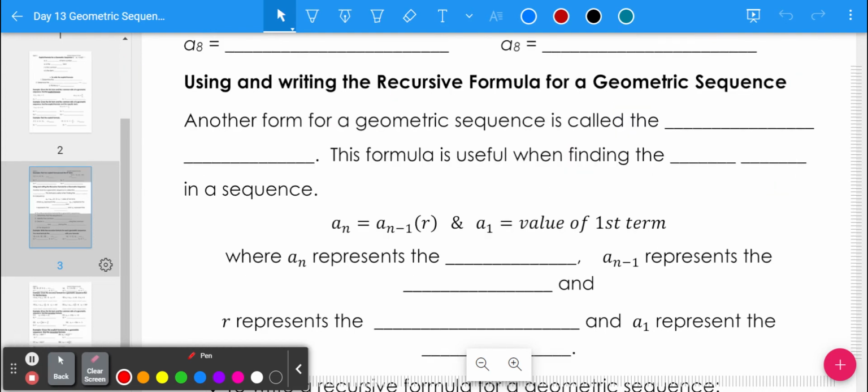All right, so that's everything we could do with an explicit geometric sequence. Now we're going to move into the recursive formula. So another form for geometric sequence is called the recursive formula. And again, this one will also be provided for you on the formula sheet. This formula will be useful when finding the next term.